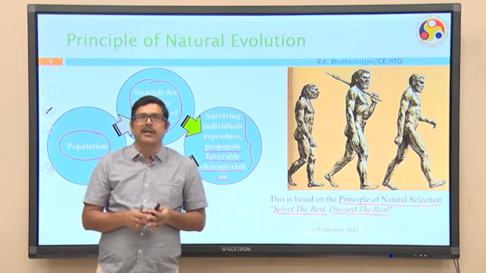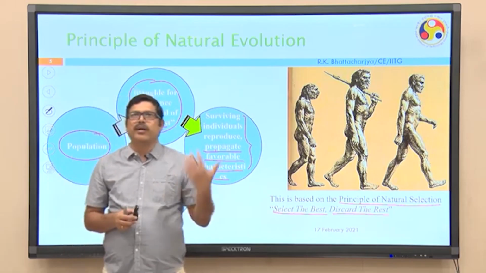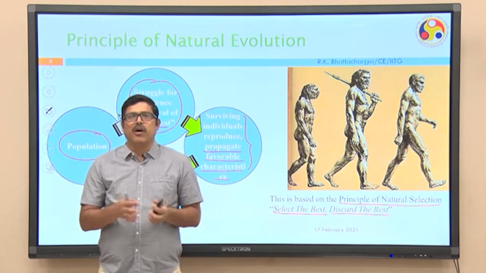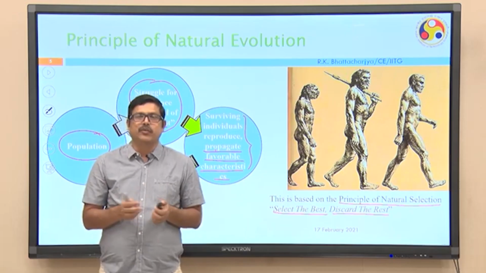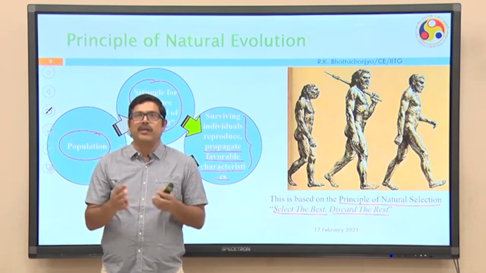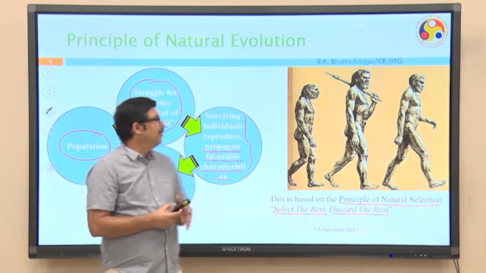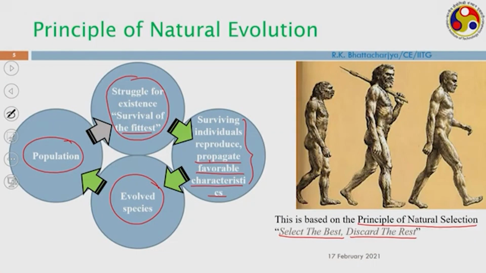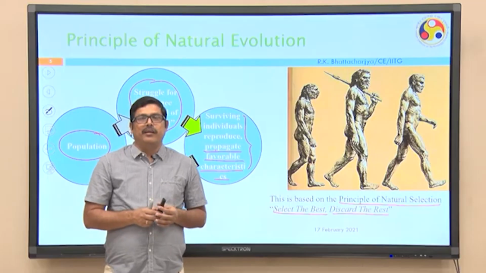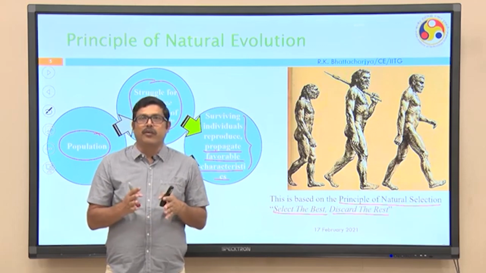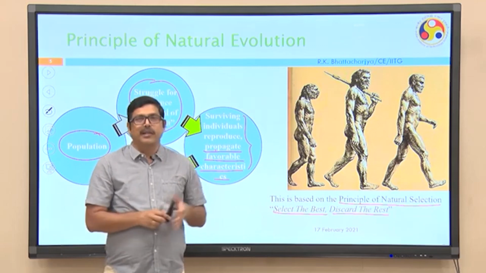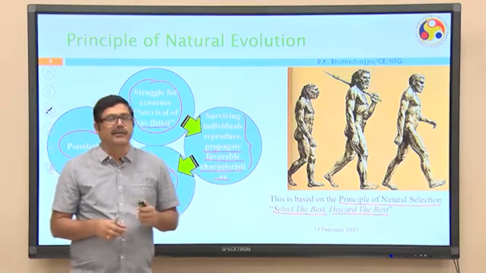So, there are several examples of species that existed maybe millions of years back, and now they are not in existence. So, they are not there. Okay. So, how have they been eliminated? Because they could not survive in that struggle for existence, okay, survival of the fittest. They could not survive, and right now they are not there. So, that has been eliminated by nature.